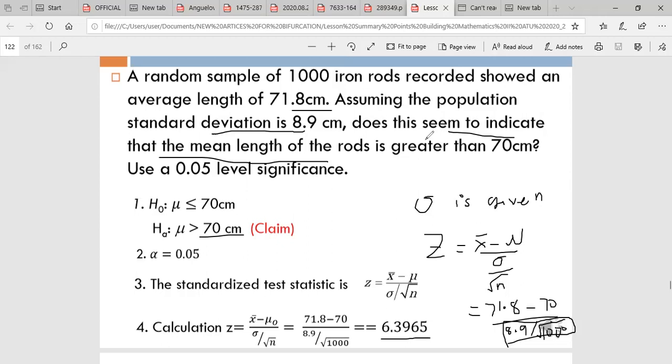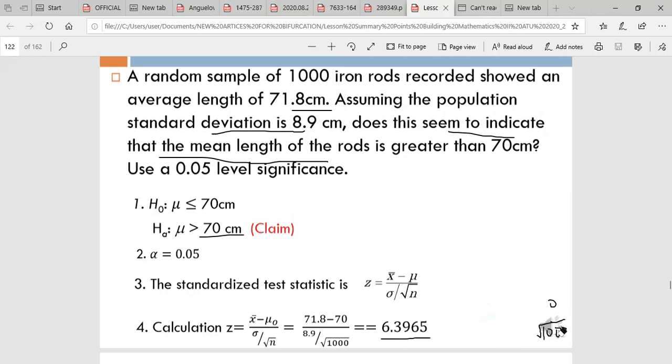How do we get our decision rule? It's quite simple. We first have to check the sign of the alternate hypothesis, the inequality in the mathematical notation. And you notice that it is greater than, mu is greater than 70. Once it's greater than, our rejection region will be on the right hand, if you recall.